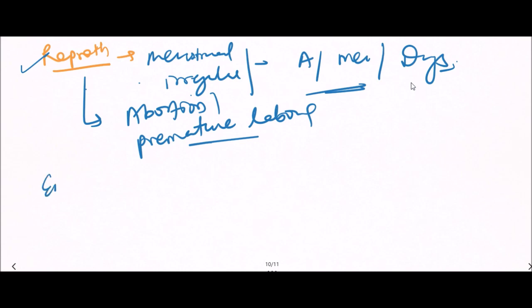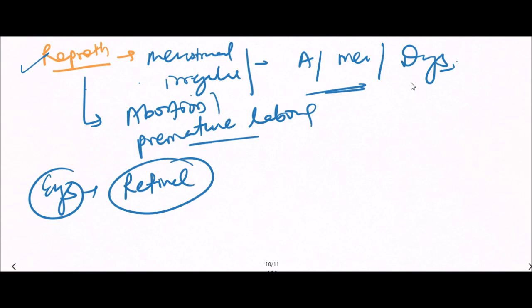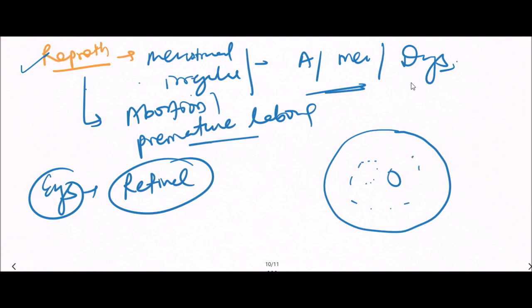Now, lead also deposits in the retinal structures. So that's why in retinoscopy you'll see fine deposition of lead particles, glistening grayish lead particles, deposited in the retina. So this is the eye sign of lead poisoning.